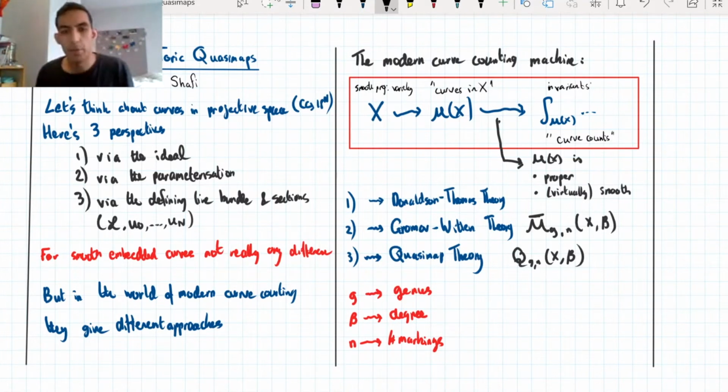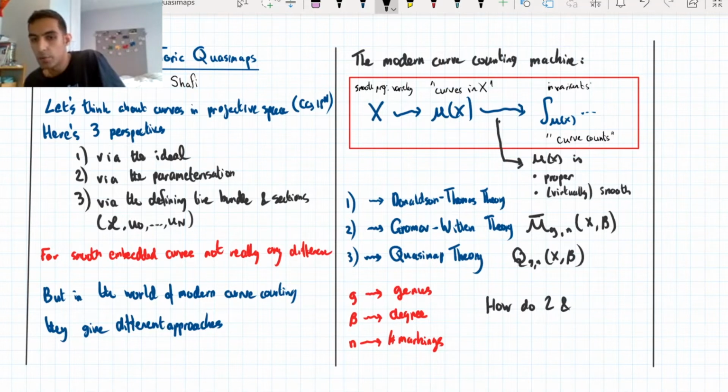But I said before that for 2 and 3, a map to projective space is just a line bundle and a bunch of sections. So why are 2 and 3 any different? Why aren't they just the same thing? So how do 2 and 3 differ?